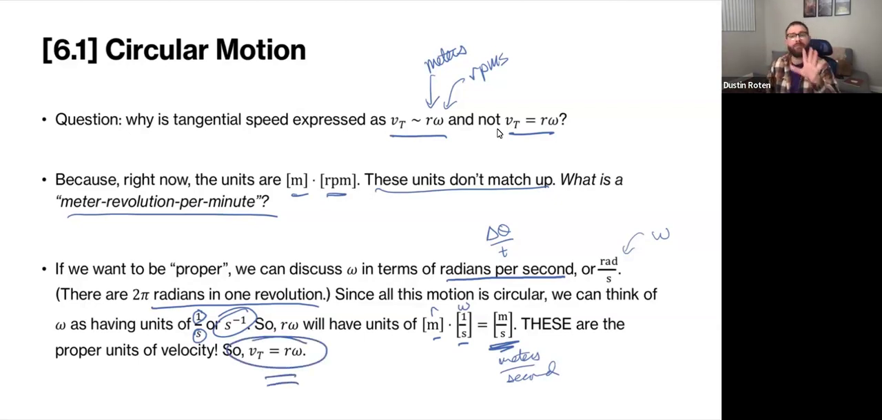So that's why for now, since we have these really weird units, we're just using the proportion and not the equal sign.